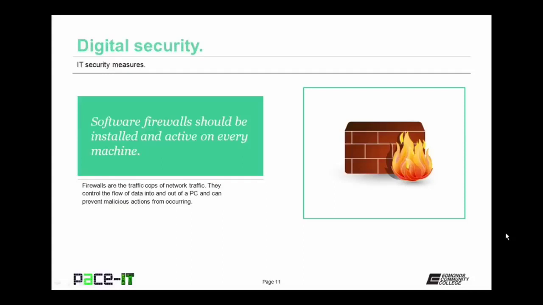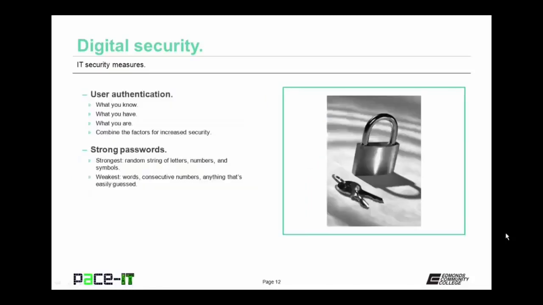Software firewalls should be installed and active on every machine. Firewalls are the traffic cop of network traffic. They control the flow of data into and out of a PC, and they help prevent attacks or mitigate attacks once they occur by recognizing suspicious activity. Make sure that you use a good quality software firewall on every PC.